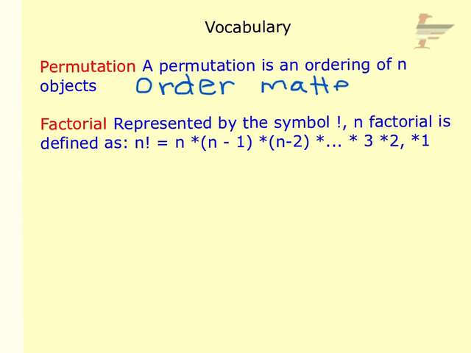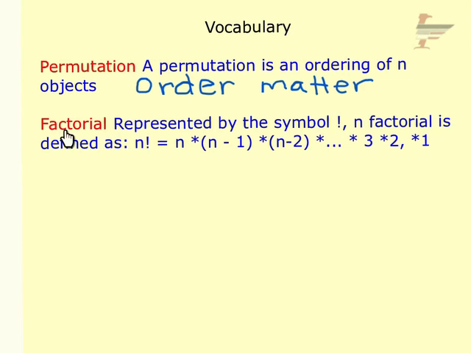If you think about 10 people in front of you, if I line them up A, B, C, D, E, F, G, etc., if I switch around A and B, it's going to be a different order. That's just why order matters. That's what I mean when I say order matters.